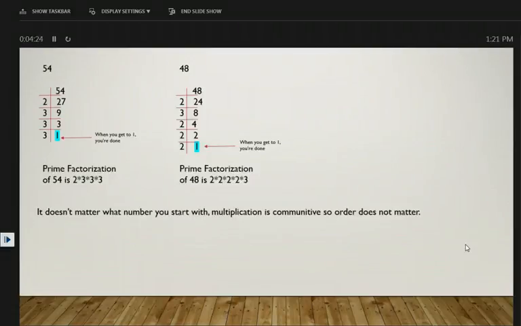Again, we have the 1, so that means what? We're done. And your prime factorization there is 2 times 2 times 2 times 2 times 3, or 2 to the 4th power times 3.